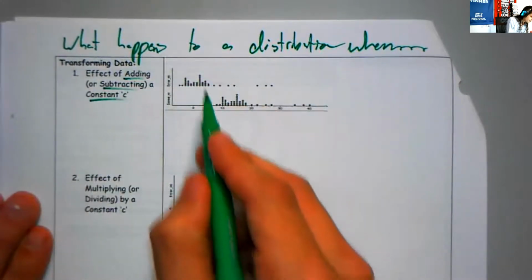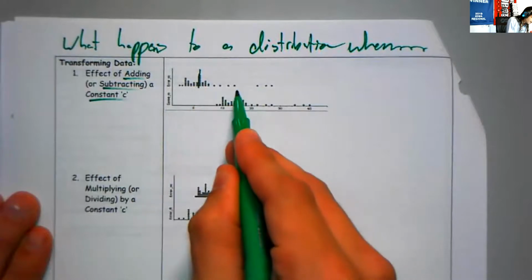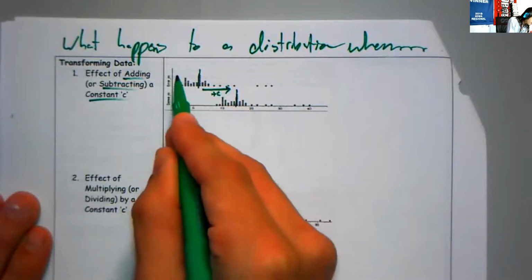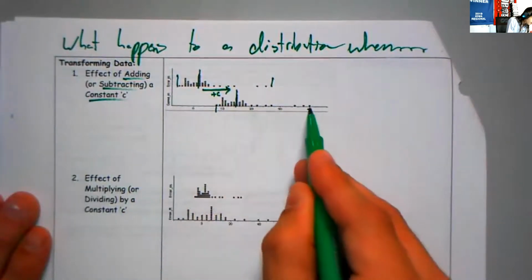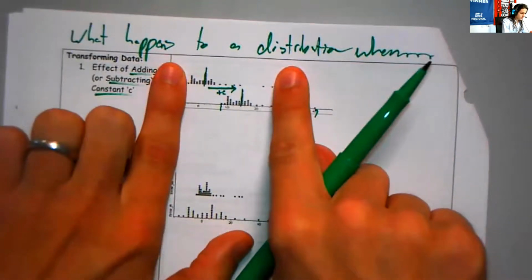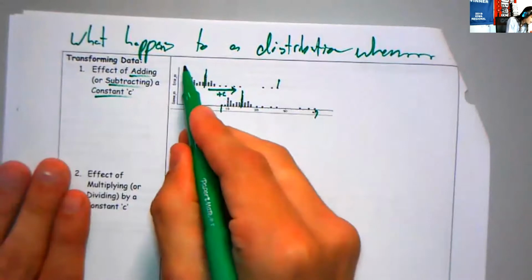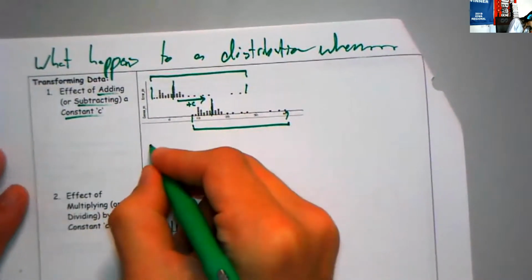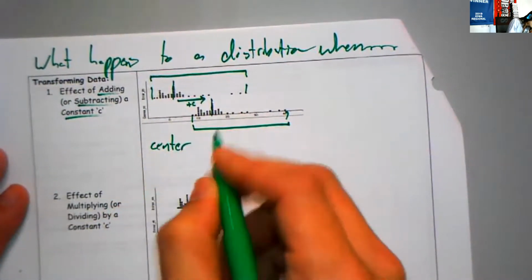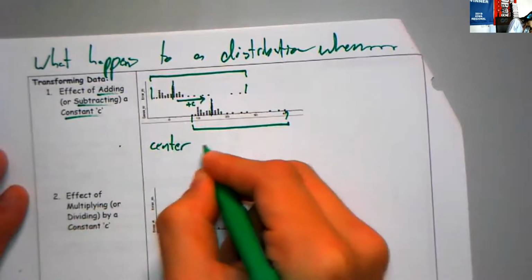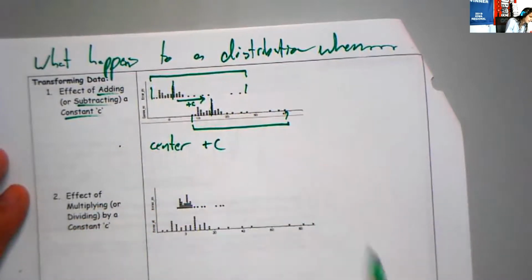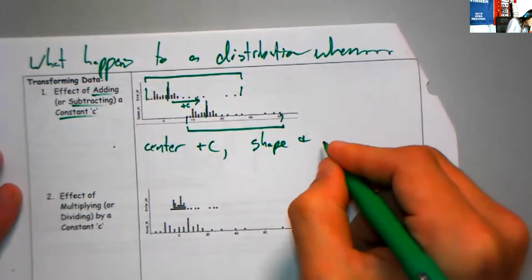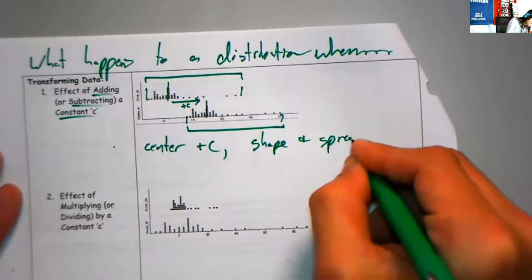Well, take a look. Here was your center. Now your center is over there. So we added C to that. Here was our original range. Well, now here's our new one. It doesn't really look like our range changed all that much. Okay, so what happened here? The new center had C added to it, but the shape and the spread were constant.